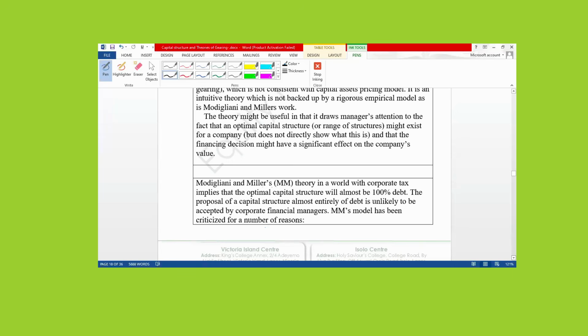The proposal of a capital structure almost entirely of debt is unlikely to be accepted. That was the position that Modigliani and Miller were taking: finance your business 100% with debt. This proposal is unlikely to be accepted by corporate financial managers.